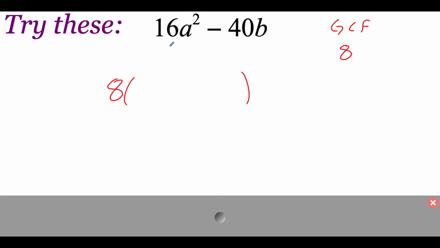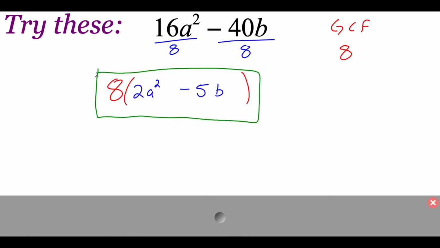So if I want to take 8 out of 16a squared, I need to divide by 8. Well, 16 divided by 8 is 2. I'm not dividing by any a's, so I don't need to change the a squared. Now, if I try to take an 8 out of a negative 40b, I need to divide that by the 8. Negative 40 divided by 8 is negative 5, and I'm not dividing by any b's, so I don't need to change that b at all. So my final answer is 8 times 2a squared minus 5b.